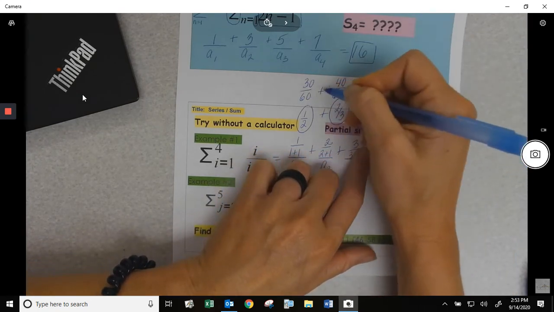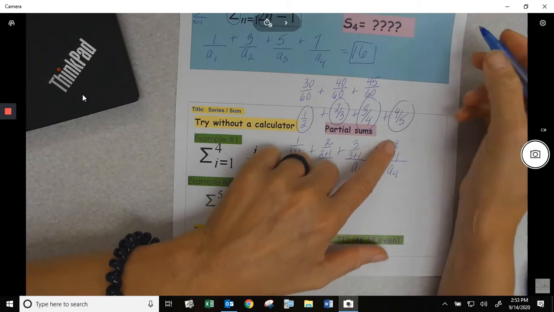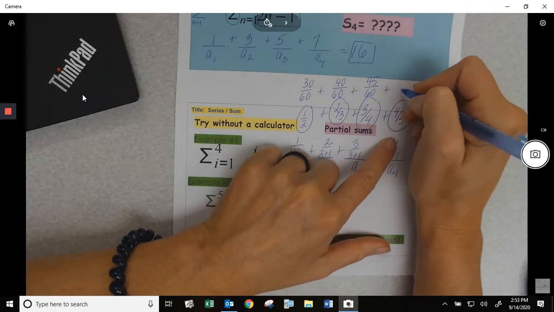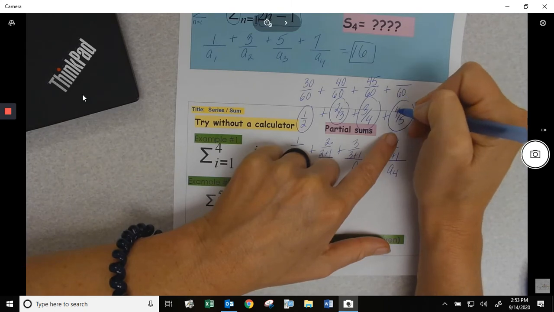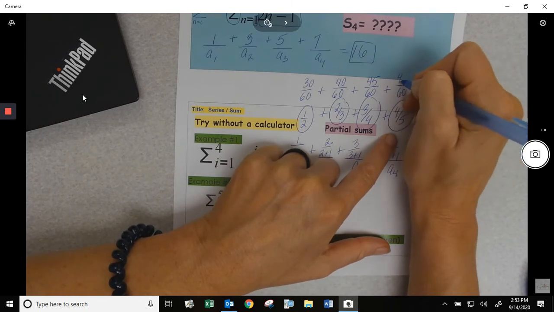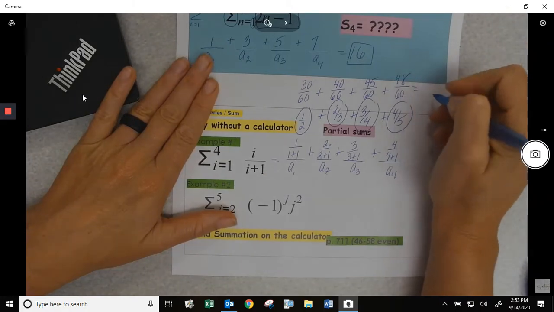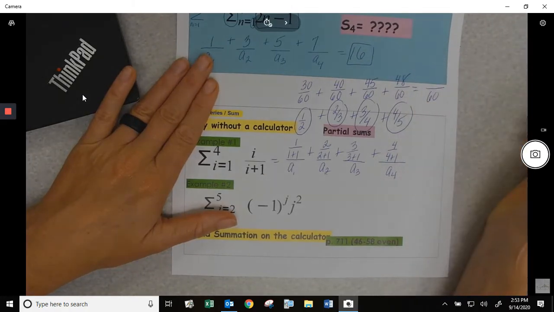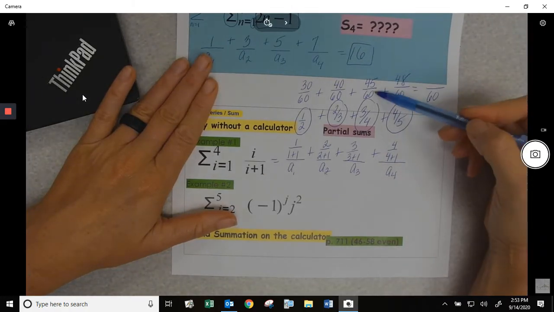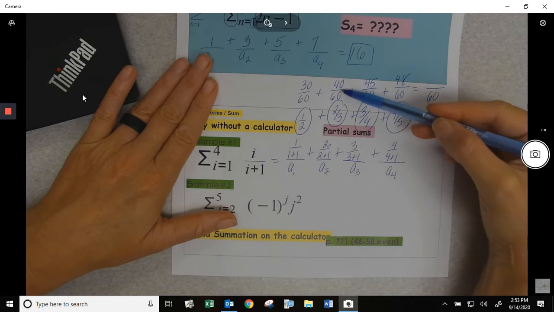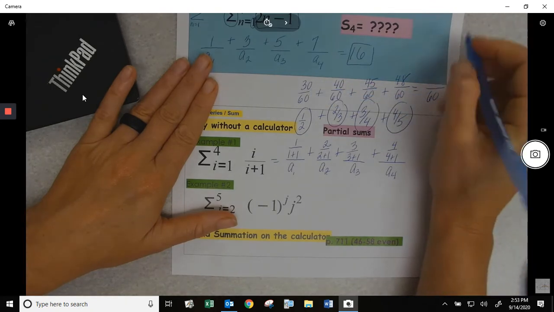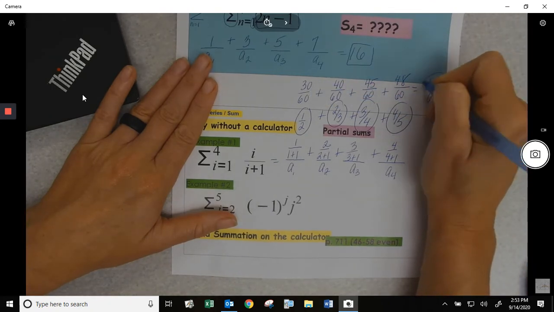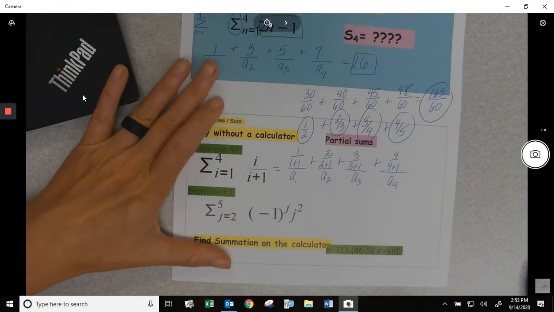So I'm writing all of these with a common denominator. And 4/5, 5 goes into 60 12 times. So 4 times 12 is 48. So now, if I add those up, 48 plus 45 is 93. 93 plus 40 is 133. 133 plus 30 is 163 over 60. Just as a quick little review on that.